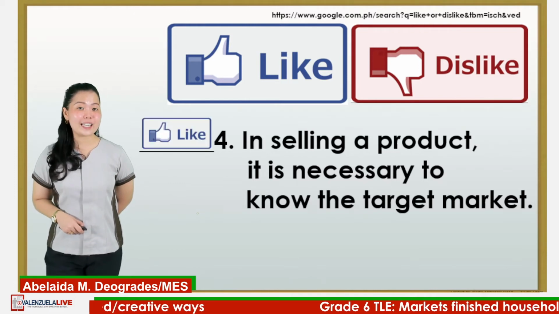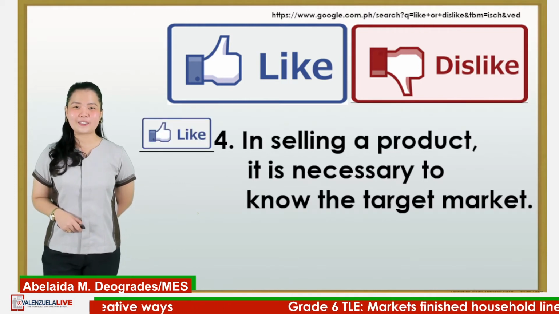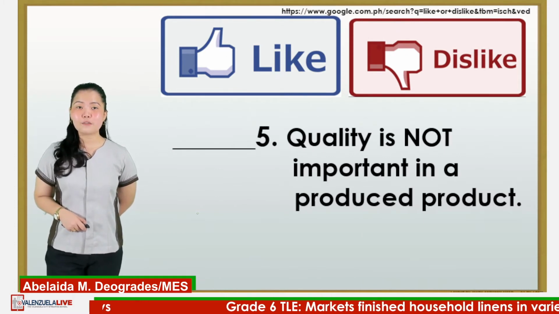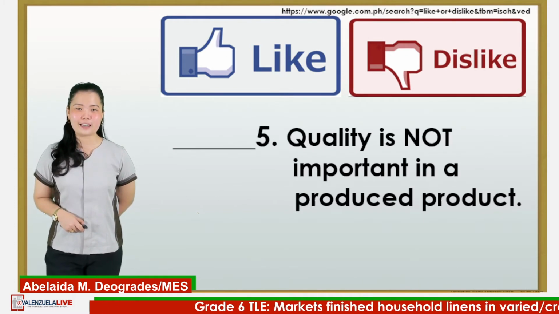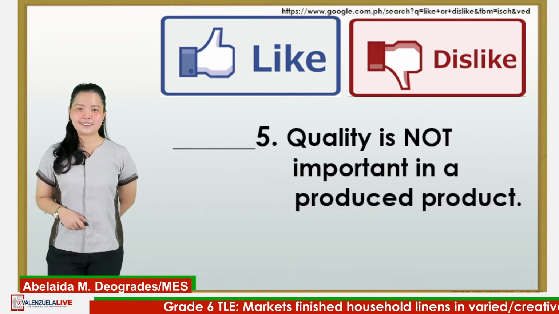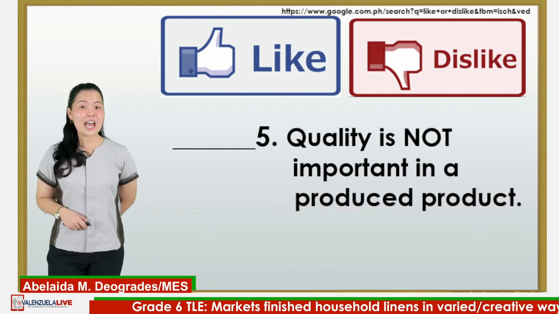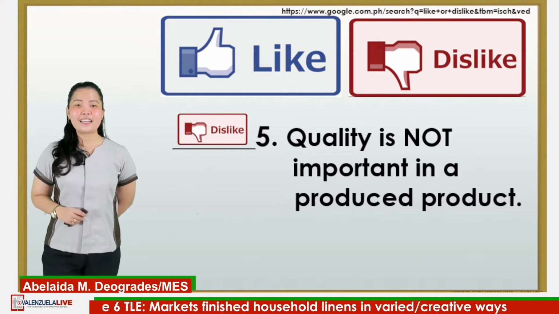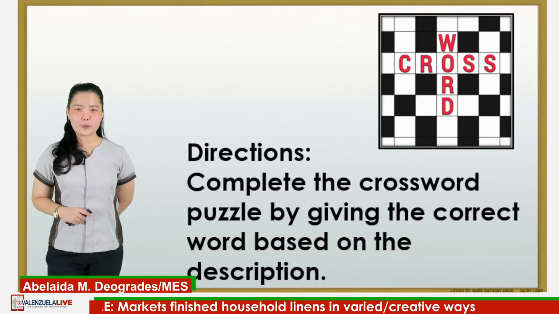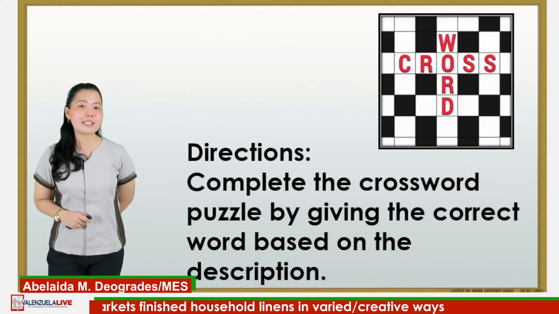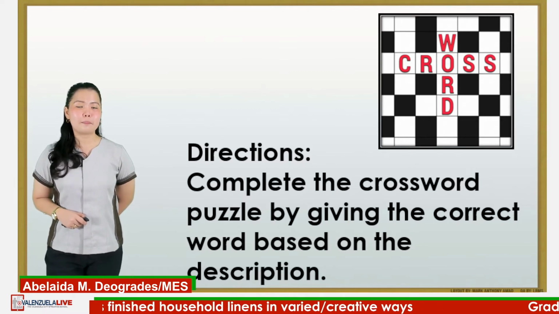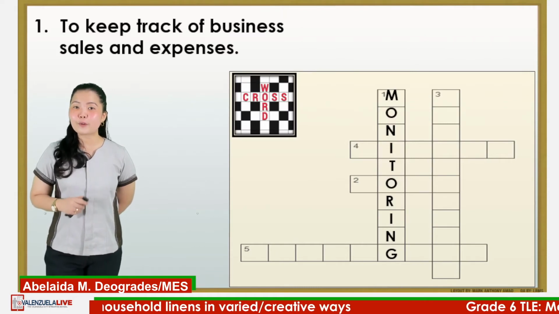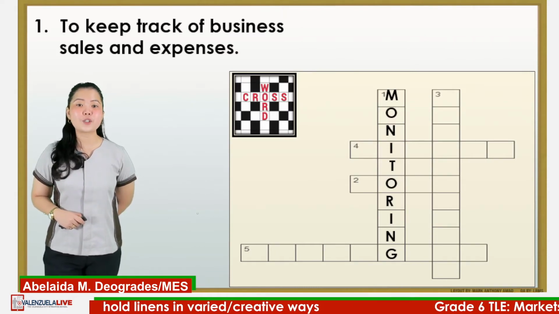The answer is like. Very good. And for our last number 5, quality is not important in a produced product. The answer is dislike. Very good. Next activity, crossword. Complete the crossword puzzle by giving the correct word based on the description. For number 1, it is done for you and serve as your clue.